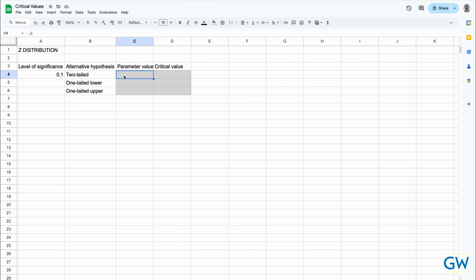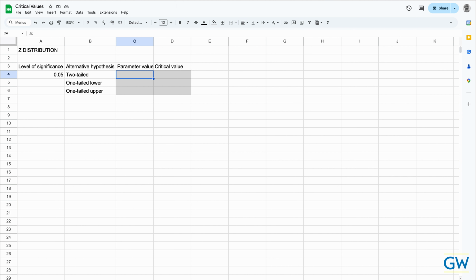So I've opened a Google Sheet and we're going to look at calculating these critical values for the Z distribution. Now, as I've mentioned, we do need to know what our level of significance is. So put it in a cell. I've put it right there, 0.05. We also need to know whether our alternative hypothesis is two-tailed, or is it one-tailed lower or one-tailed towards the upper tail. So you've got to know these two things.